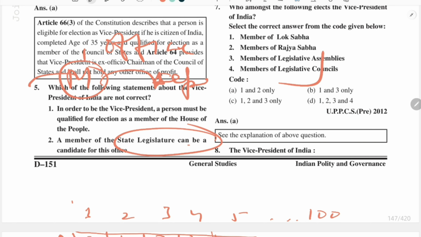And one thing to be noted here is that when a person is elected as vice president, at the time of election he may be a member of either house, or he may already be sitting on the post of vice president, president, governor, or any minister, or may be a member of any legislature or parliament. So on entering the office he has to vacate that seat which he was already holding before being elected as vice president. So this statement is correct.